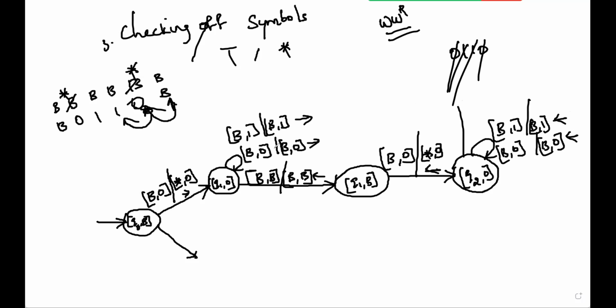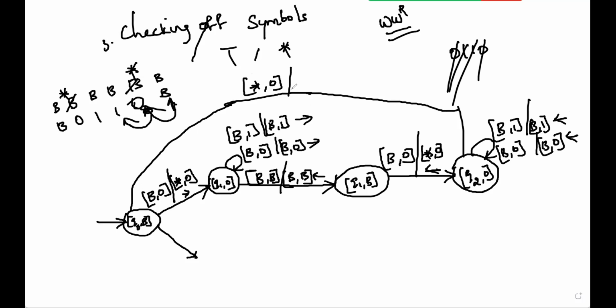Again the same thing is repeated, so I'm going to give a control from here to here: star comma 0, no change of star comma 0, just move one ahead, right? Like the same thing, one more is also possible, right? Maybe in some situation you will have star comma 1 slash star comma 1. That is also no change, just move to right. Now you are here.